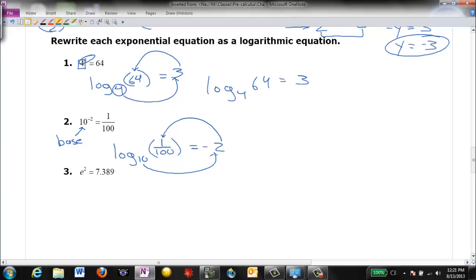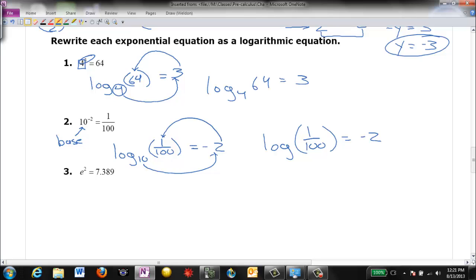All right. And remember, since we want to use proper notation, whenever we see a log base 10, we don't normally write the 10 there because it's a common log. Anything base 10 is a common log. So this is actually just the log of 1 over 100 equals negative 2. We do not need to annotate the 10.